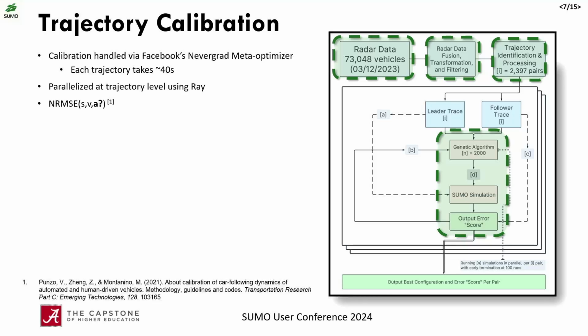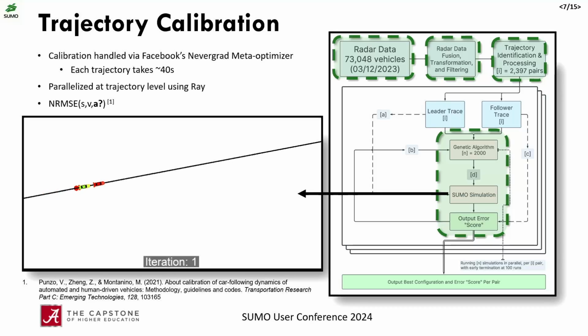And for our error metric, we used some prior literature where they've identified what they identify as the optimal error metric, which is the normalized root mean squared error of spacing, velocity, and acceleration, if you're confident in your acceleration data.